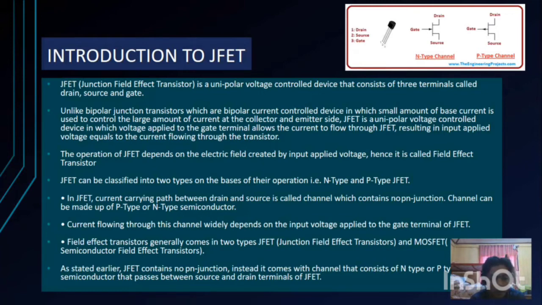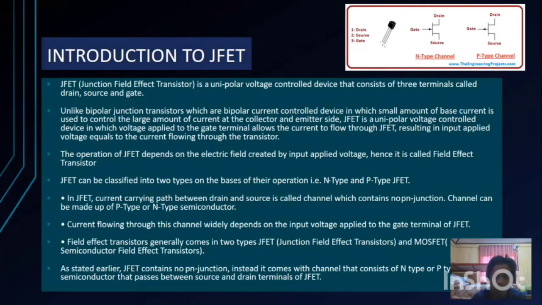Field effect transistors generally come in two types, JFET and MOSFET. As stated earlier, JFET contains no PN junction, and instead it has a channel that consists of either N-type or P-type semiconductor that passes between the source and drain terminals of the JFET.